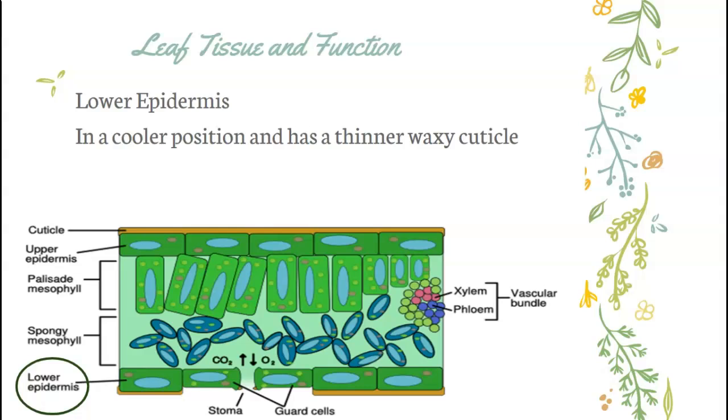The lower epidermis is exactly the same as the upper epidermis. It's just kind of that outer layer. It's in a cooler area, right? The sun is not directly hitting it, so it has a thinner, waxy cuticle. And because of that, it's just cooler. It doesn't need as much attention, I guess, than the upper epidermis would need from you.